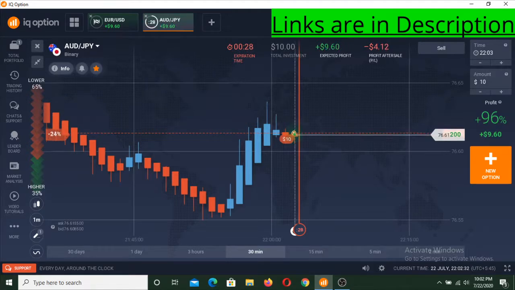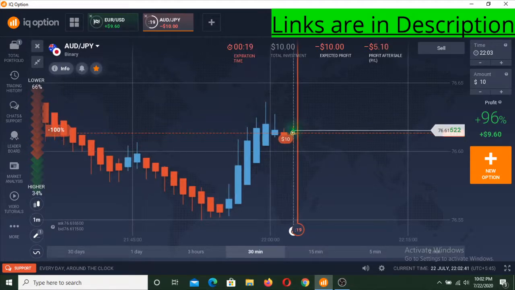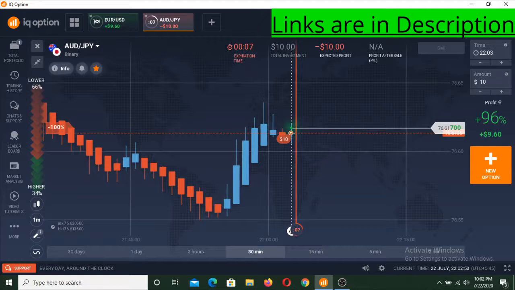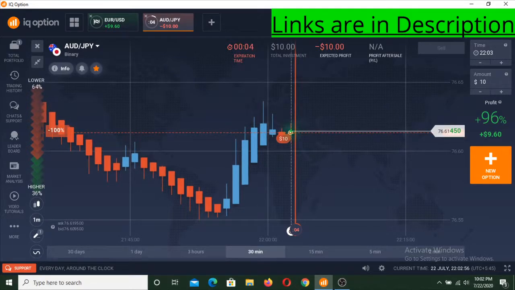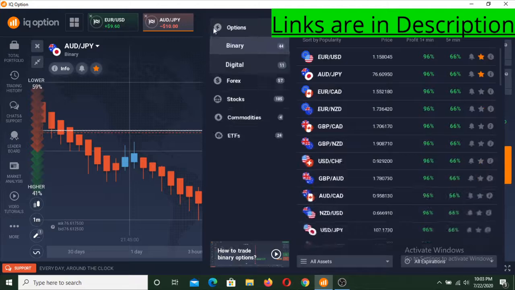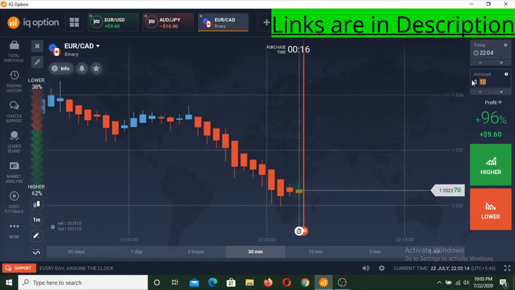Now what happens if we lose in this trade? I'm going to explain after this. Let's see what happens in this trade. We made a loss in this trade, but that doesn't affect our strategy. Now we'll go to another currency pair, and that will be EURCAD. This time we'll invest $30.